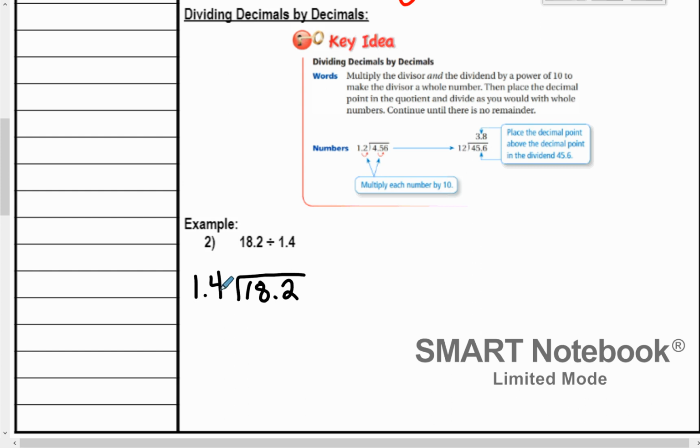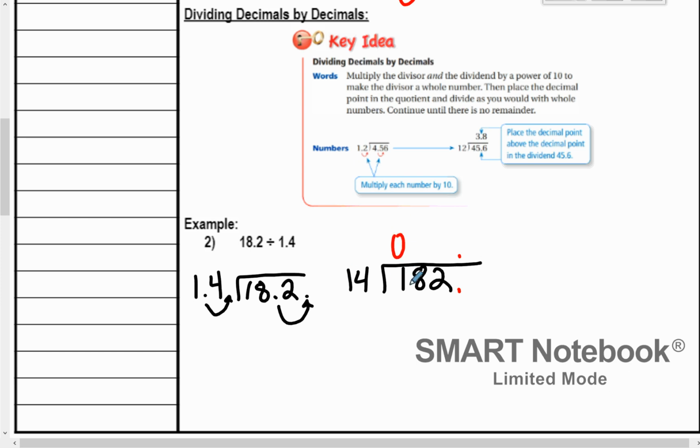Now to make 1.4 a whole number, we need it to be 14, so we need to move that decimal one place over. Whatever we do on the outside, we have to do to the other number in order to not change our answer. All right, so this problem, I'm going to rewrite it so it's not sloppy, becomes 182 divided by 14. Okay. Now the decimal in 182 comes after the 2, so that's where our decimal in our answer is going to be.